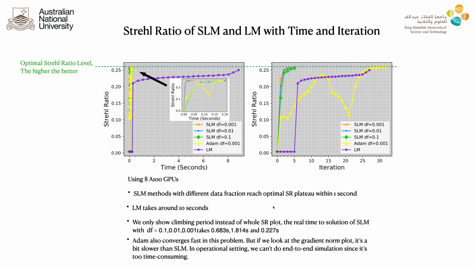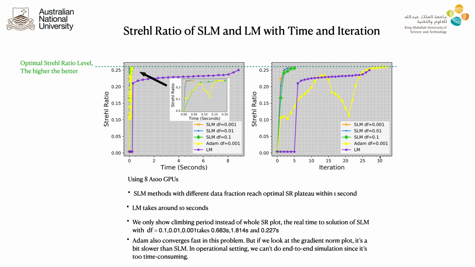Then let's check this figure again. We know that the Strehl ratio is the performance of the AO system, and DF is the data fraction. Here we are using 8 A100 GPUs, and you can see the SLM method with different data fractions reaches the optimal plateau within 1 second. On the other hand, LM takes around 10 seconds to finish.